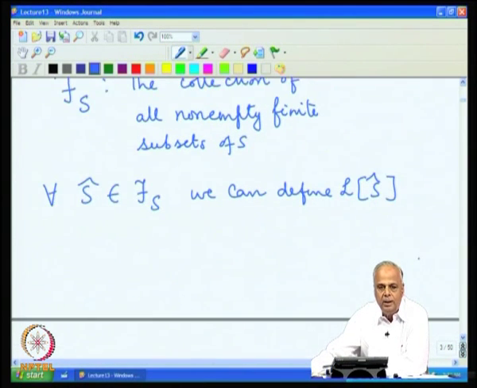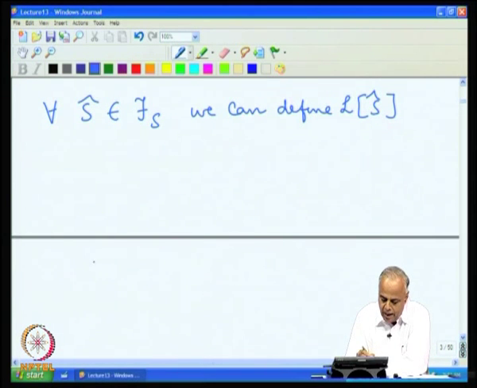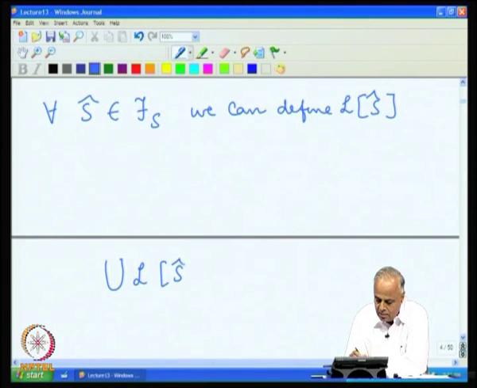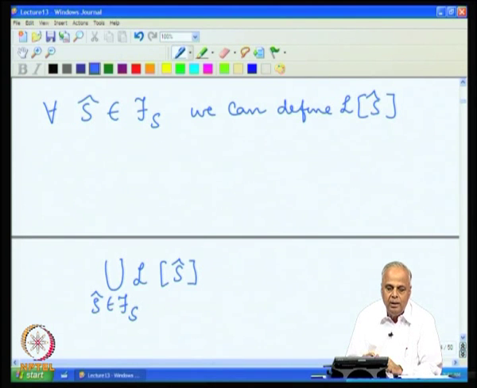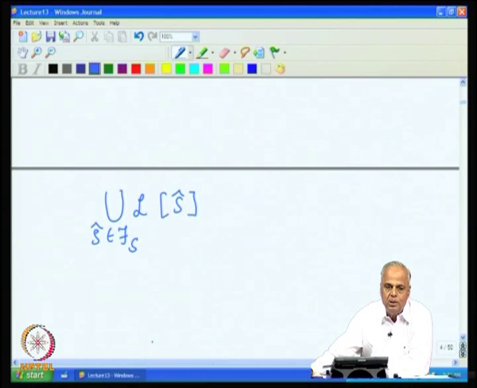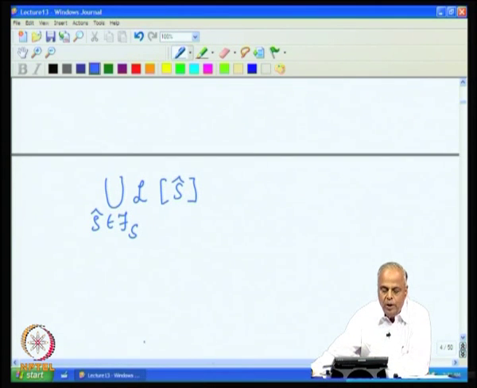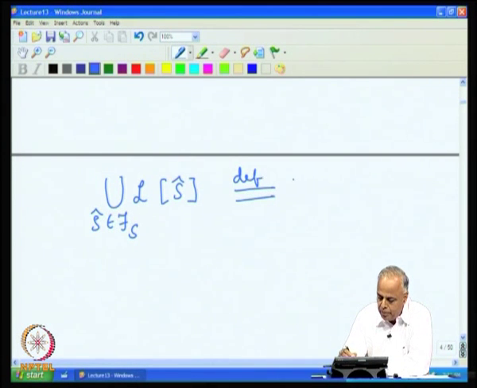Now, we put them all together in a basket, what do we get? We get the union of all the L(S hat), where S hat is in F(S), that is the collection of all subspaces spanned by all finite subsets of S. So, we take every possible finite subset of S and generate the L(S hat) corresponding to this and take the union of all these possibilities, we get a huge collection of vectors. We define this to be L(S).